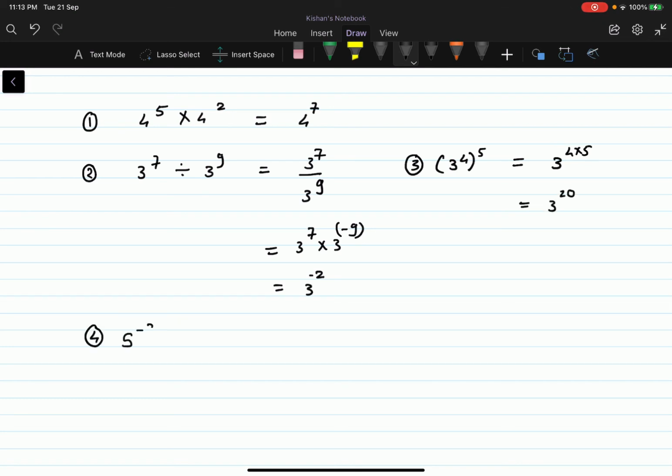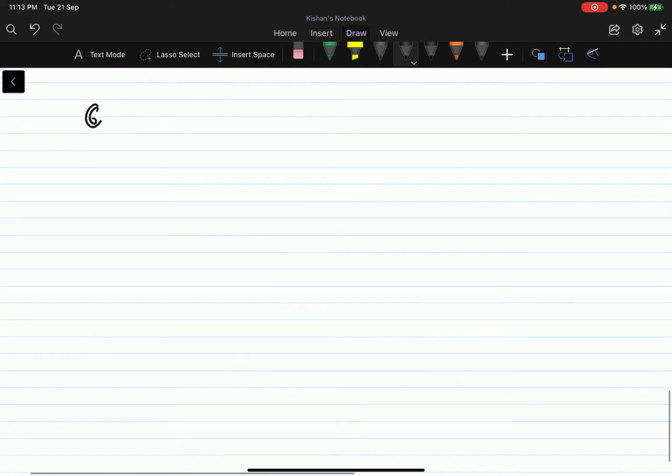Fourth example, 5 raised to minus 3. How can we write this? 1 divided by 5 raised to 3. Fifth example, 5 raised to 0. जैसे कि मैंने पहले बताया, any number raised to 0 is 1. Sixth example, 5 raised to 1 is equal to 5, because if any number has its indices 1, then the answer will be the same number. That is 5 raised to 1 is equal to 5, or 100 raised to 1 is equal to 100.